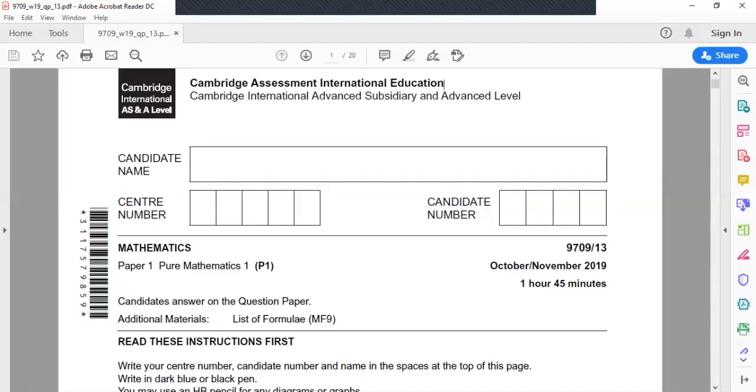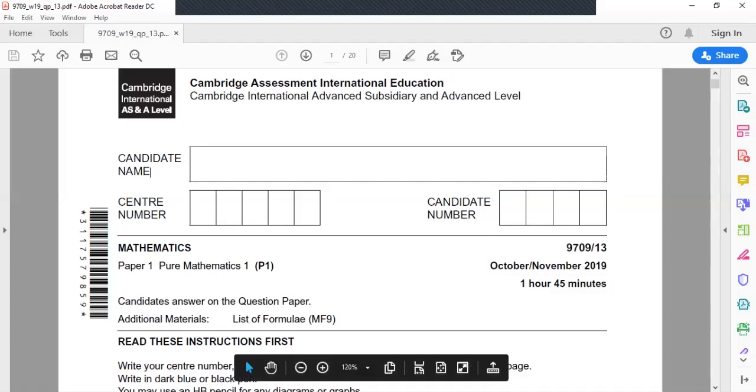Assalamualaikum students. Today we are going to discuss the new paper, which is October-November 2019 paper 1-3, and in this small tutorial I'm going to discuss with you the first 4 questions of this paper. So let's start working with it. Let's go to the first question.